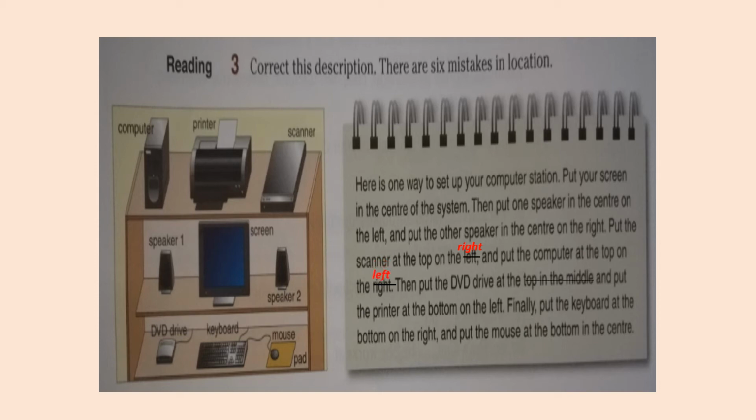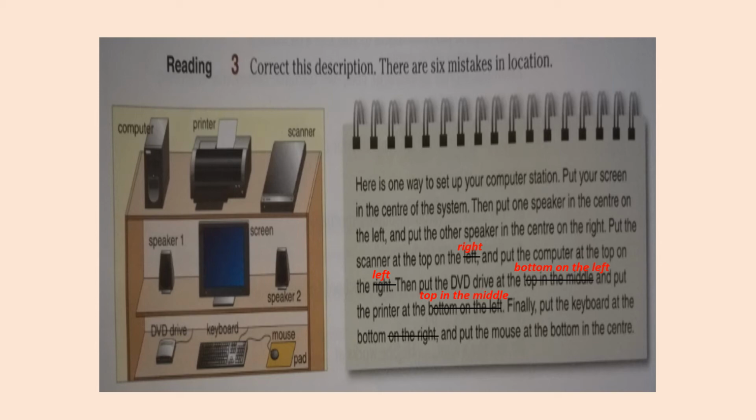The third mistake, then put the DVD drive at the top in the middle. That's not correct. It should be at the bottom on the left. The fourth mistake, put the printer at the bottom on the left. It should be at the top in the middle.